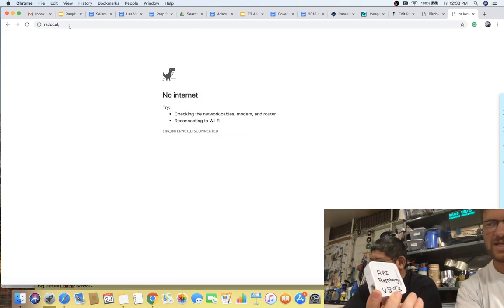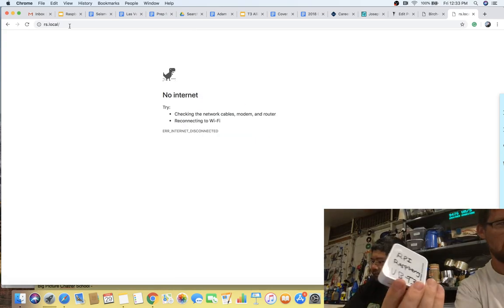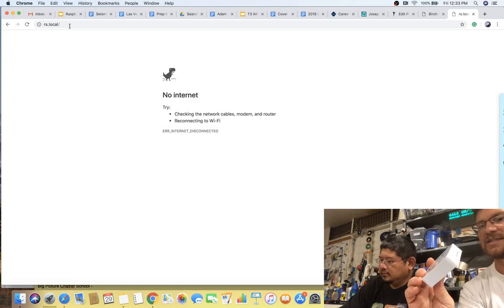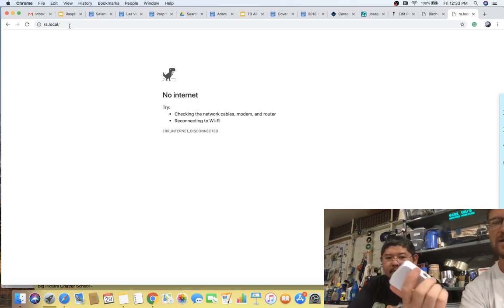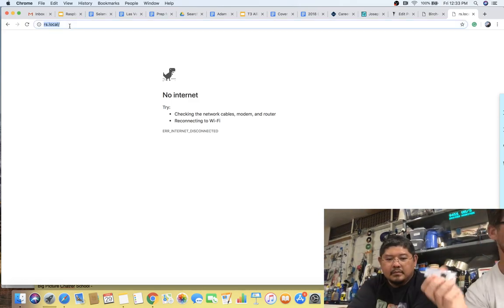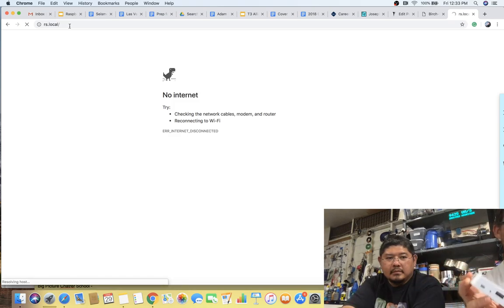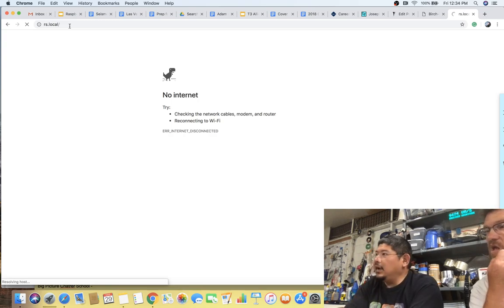Oh, really? We sent this over with your instructor's kit, and basically it takes the Wi-Fi and allows you to plug in an Ethernet cord so that it goes out to your Raspberry Shake here. So here we go. We'll try this again. rs.local. It's not plugged in yet. Oh, it's not plugged in yet? Or is it? It's plugged in.